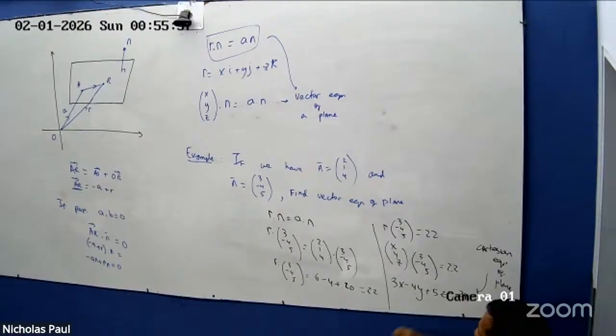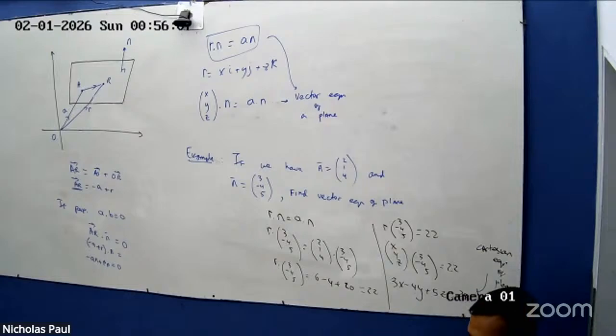Remember, once you get the vector equation, you just bring in x, y, and z, and then you get the Cartesian. Question: suppose you want to find where a plane and a line intersect. Which two would you solve simultaneously?